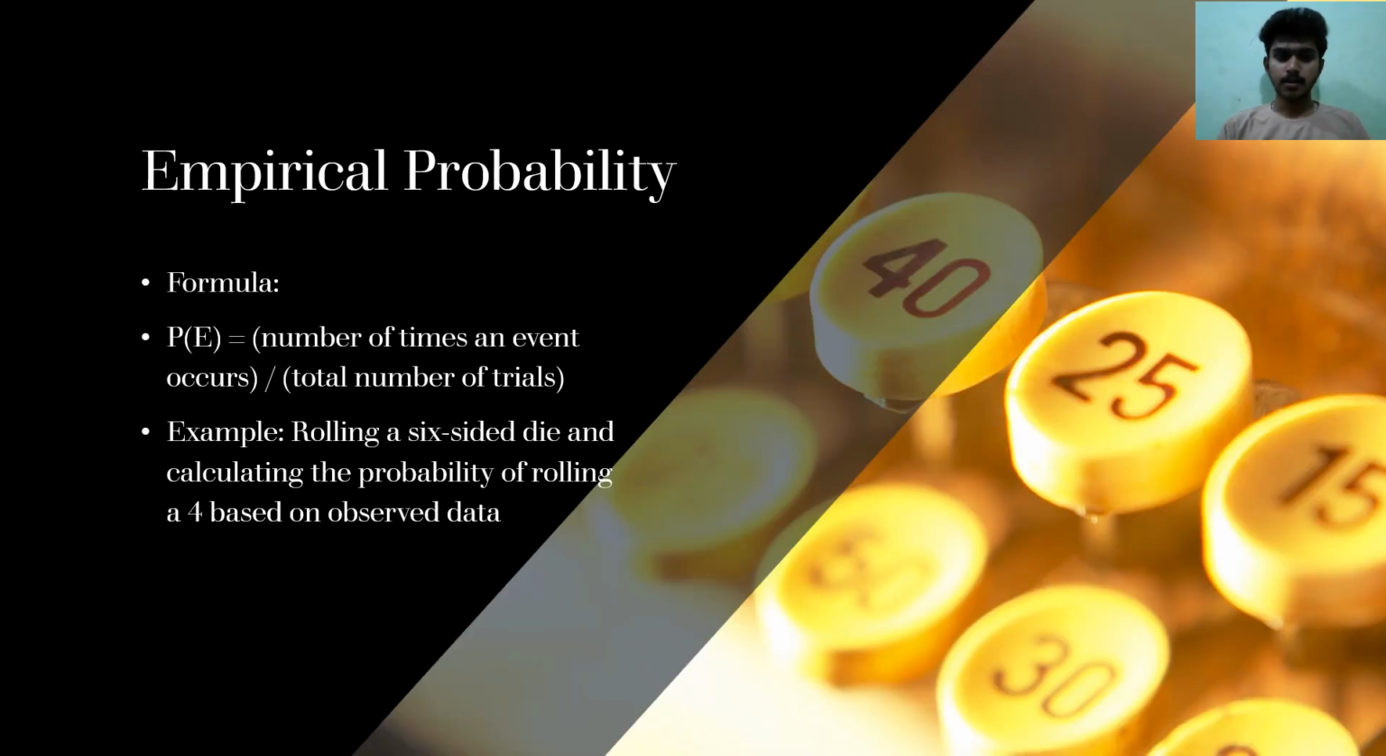Empirical probability formula: P of E equals number of times an event occurs divided by total number of trials. Example: rolling a six-sided die and calculating the probability of rolling a 4 based on observed data.